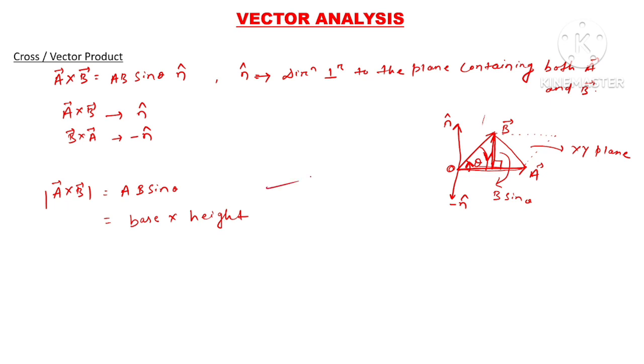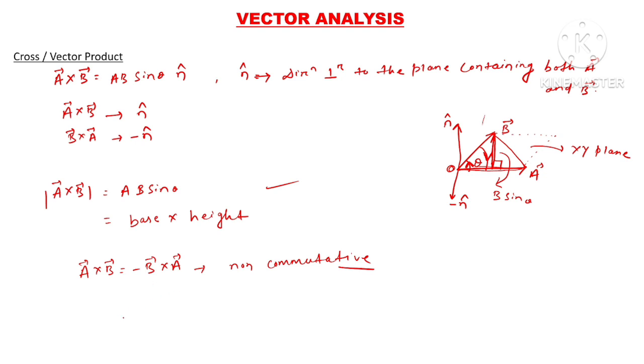Okay, so now as you can see, the direction changes if we change the sequence. It is A cross B is equal to minus of B cross A. So this is non-commutative, right? Okay.